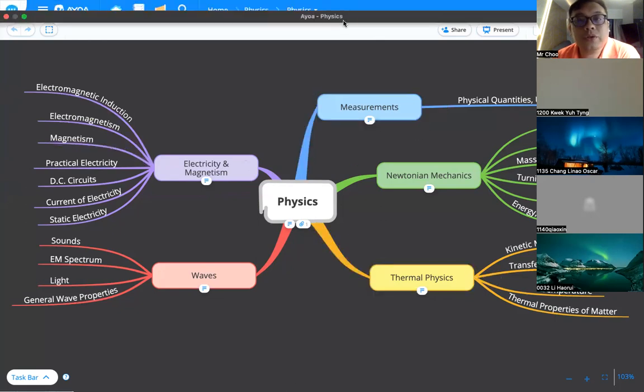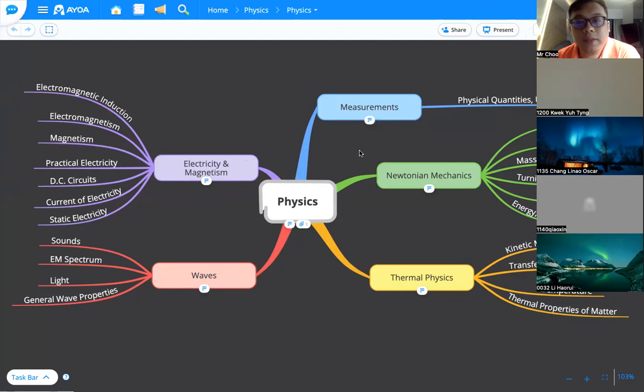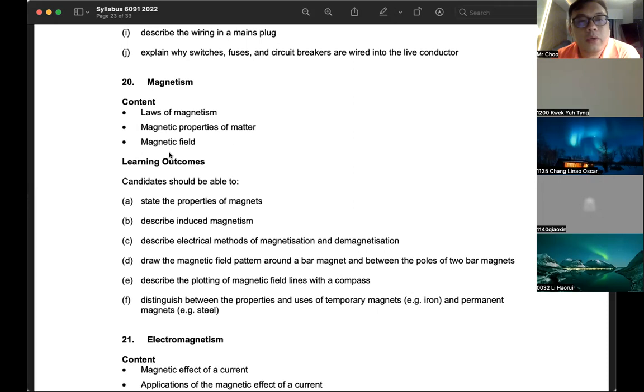Next I'm going to show you the syllabus. Can you see the syllabus? We need to know the laws of magnetism. Can you tell me what the laws of magnetism are? You all have learned this in primary school.